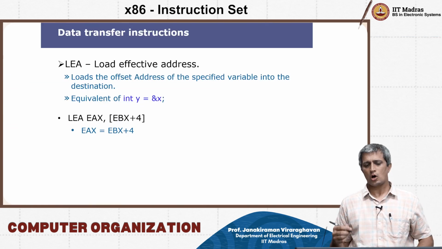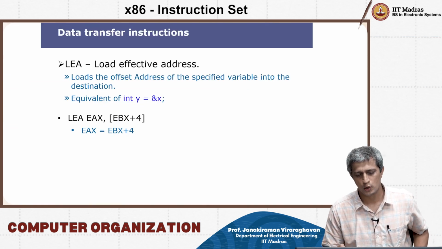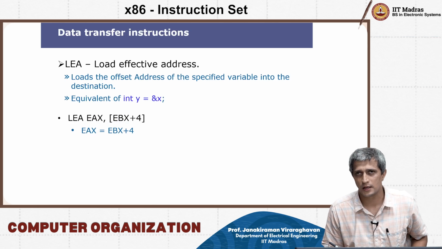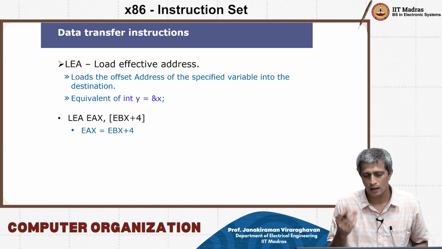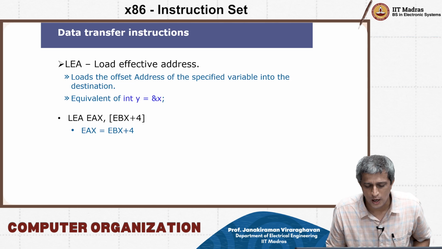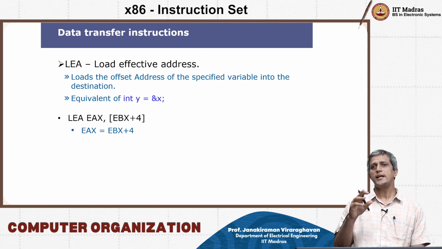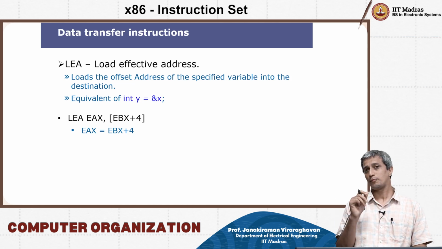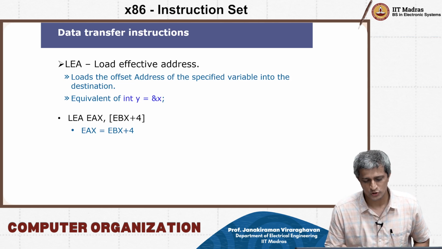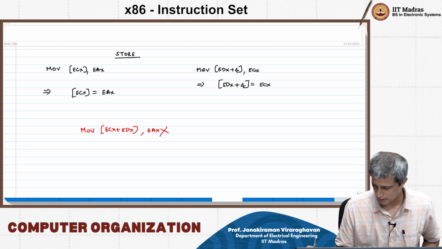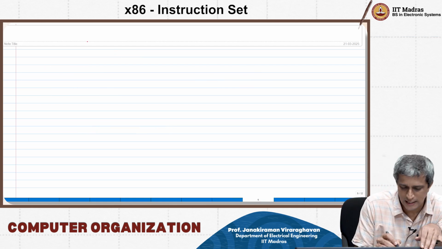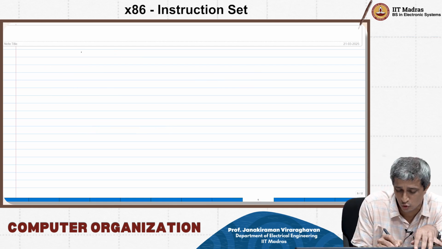Okay. So there is also one more instruction called the load effective address, right? And this will kick in specifically when you are trying to do int y equal to ampersand x in C programming. So when you say LEA EAX comma EBX plus 4, right? So let us look at that. This is slightly different. This is not a load or a store operation.